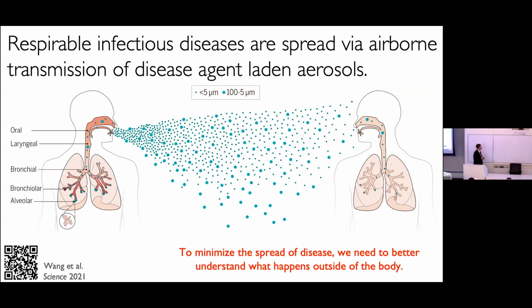Now, we also know that respirable infectious diseases are spread by airborne transmission of disease agent-laden aerosols, and we're going to learn quite a bit about that today and tomorrow. But if we want to minimize the spread of such diseases, one of the things we need to do is really think about understanding what happens outside of the body. The medical community has spent a lot of time thinking about what happens inside of a person, but we also need to think about what happens outside as well. So, next.